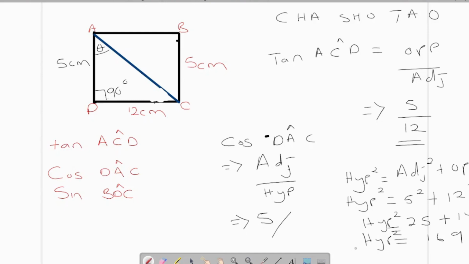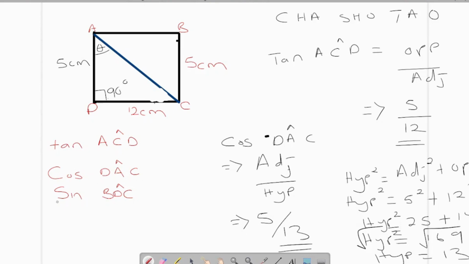To get the hypotenuse, we root both sides so that we are left with the hypotenuse. The root of 169 is 13. So we're going to substitute here with 13. So this is our answer for the cos DAC.